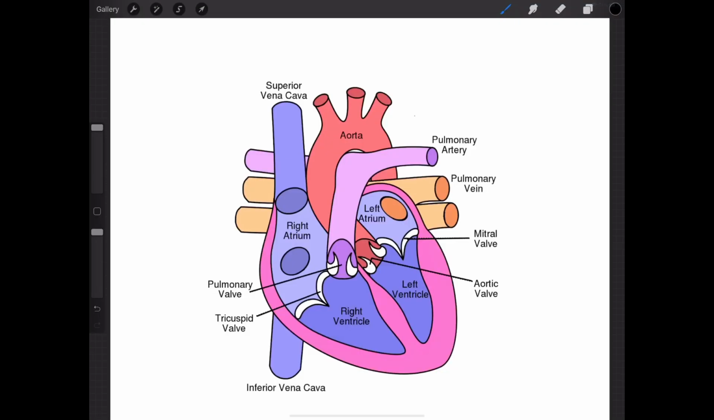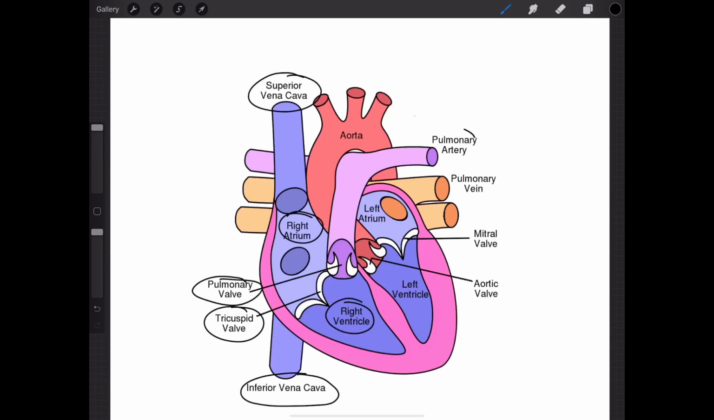Now onto the parts of the heart. The superior vena cava, the inferior vena cava, the right atrium, the tricuspid valve, the right ventricle, the pulmonary valve, the pulmonary artery, the pulmonary vein, the left atrium, the mitral or bicuspid valve, the left ventricle, the aortic valve, and the aorta. Now, let us look further into the blood path through the heart.